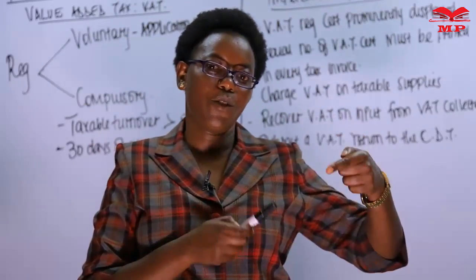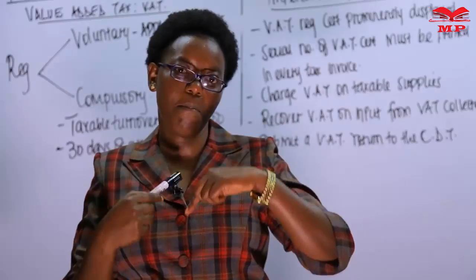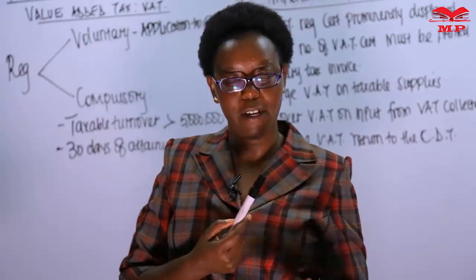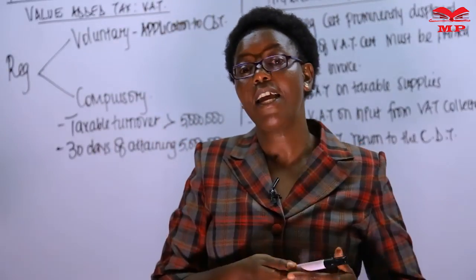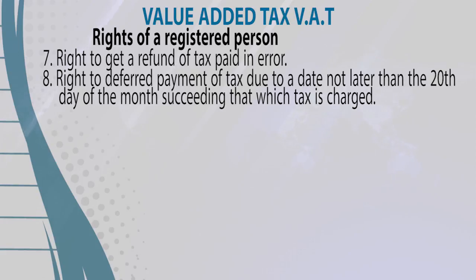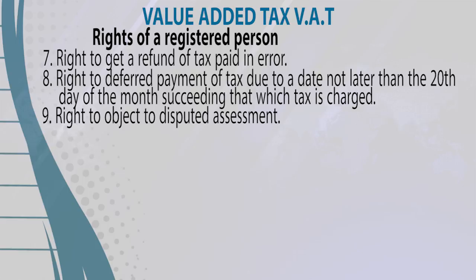So on 20th, you pay VAT for the previous month. Failure to do that is an offense, it attracts penalty, and it has interest. Then the next right is to object to disputed assessment.